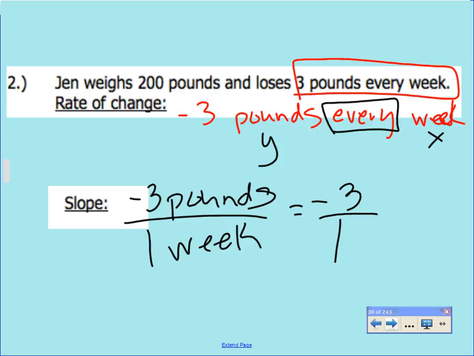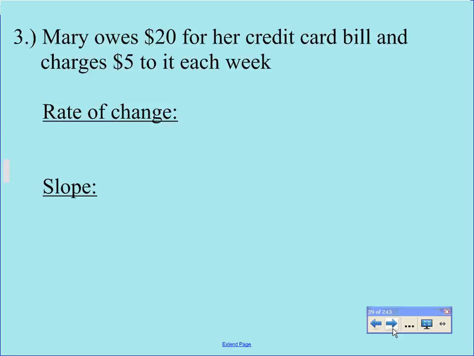Okay. Let's do 3, and then we're going to go to 5. So number 3. Mary owes $20 for her credit card bill and charges $5 to it each week. What is the rate of change? Zach. Good. $5, so I'm going to put a negative because you're charging it, which means you're spending money, so it's negative $5 each week.